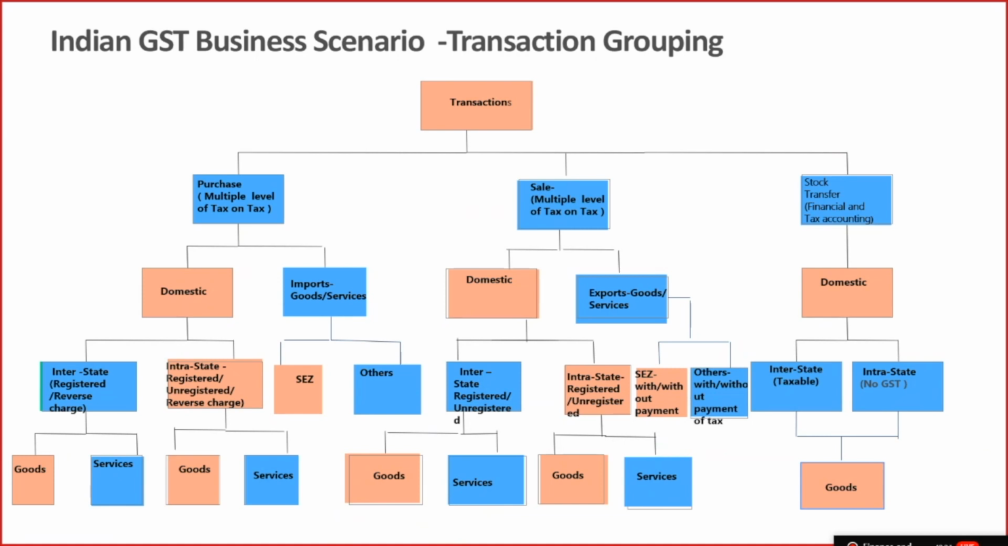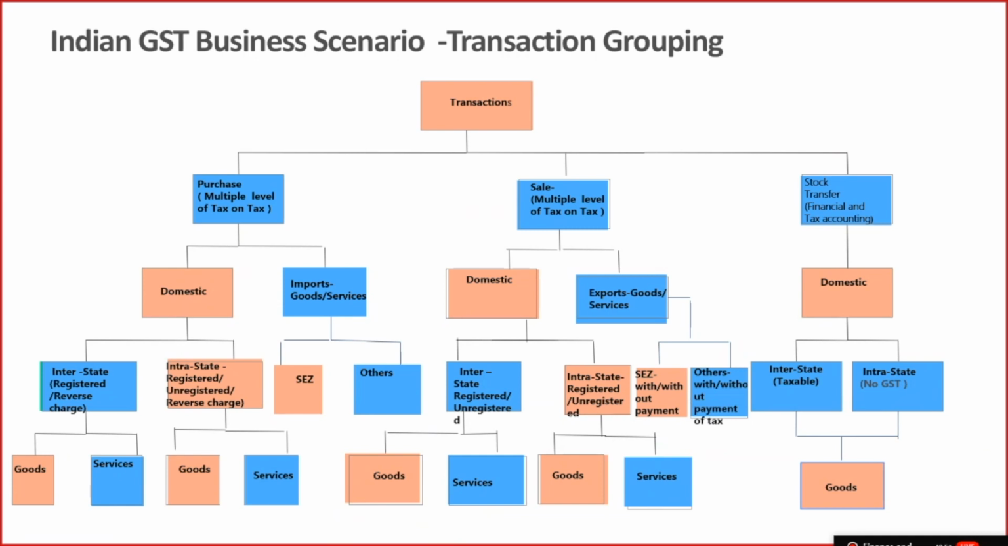There is another class of transactions which the government has provided on the purchase side, that is the reverse charge scenario. So normally all purchase transactions are forward charge scenario, but in case of a reverse charge, the tax is to be borne by the buyer, and then he can claim the input credit as well, and he has to pay the liability to the government as well. So these are the further classifications of domestic transactions.